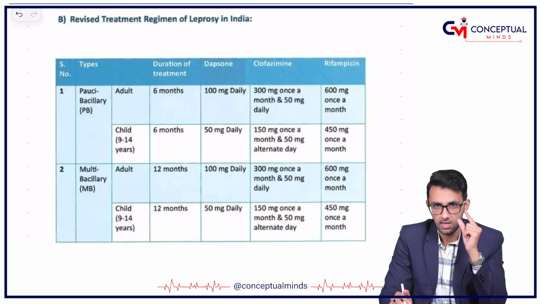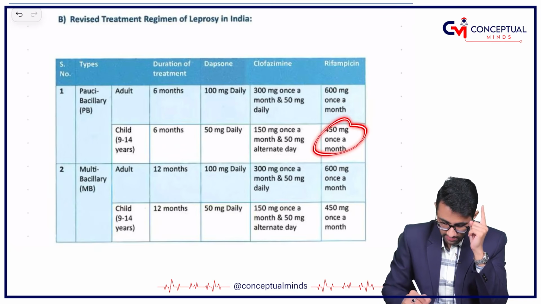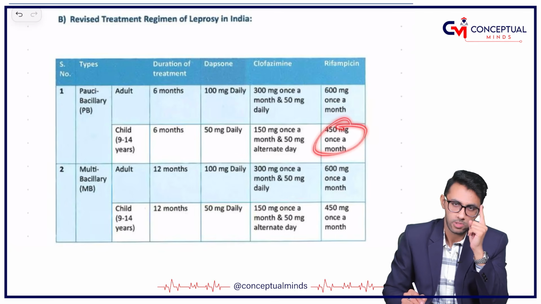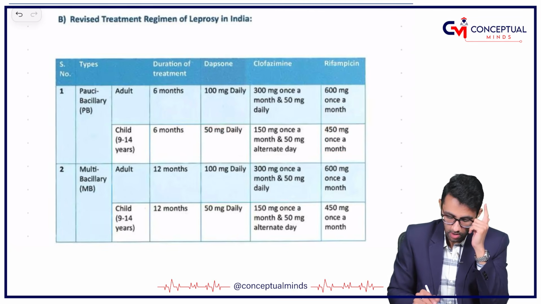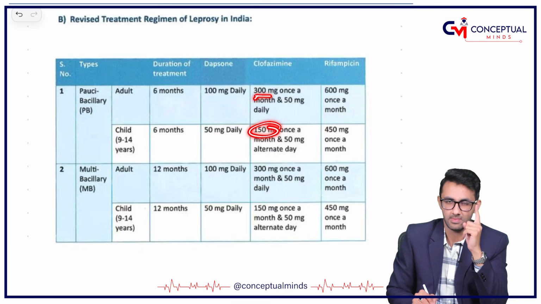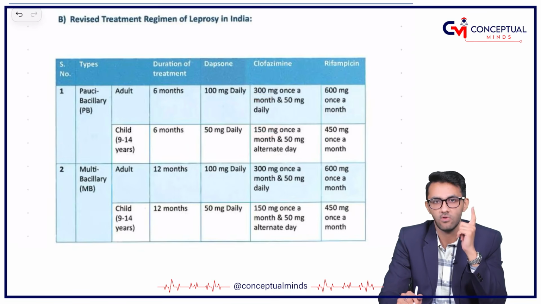What do we have here is definitely we'll give rifampicin. How much? 450 once a month. Yes, right here we have 450 mg. Dapsone daily, yes, but how much? 50 mg. Clofazimine, yes, over there we were giving how much? 300. So now we have to give how much? 150 once a month.